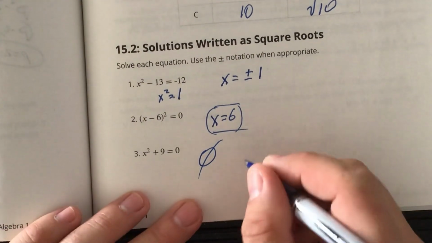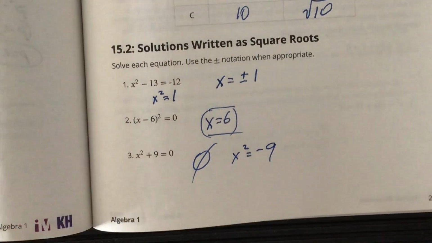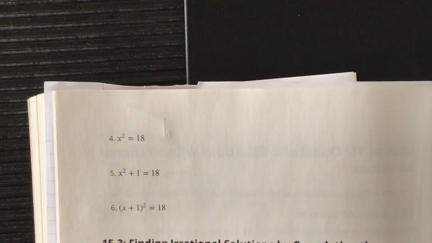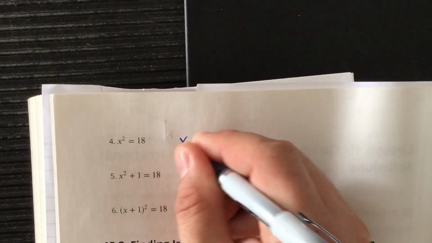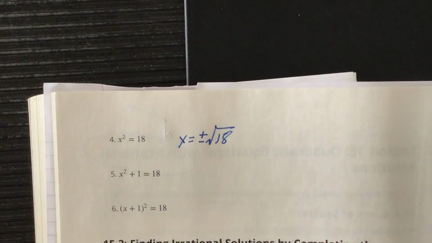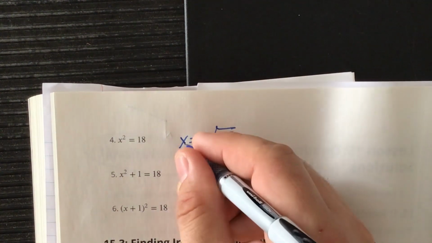Nothing. Even if you move the 9 over, nothing squared is going to give you negative 9. That is not possible. Question 4. What squared is 18? Yeah, so there's one that doesn't come out perfect. Does the negative sign need to be in front of the thing? Yes. Okay.